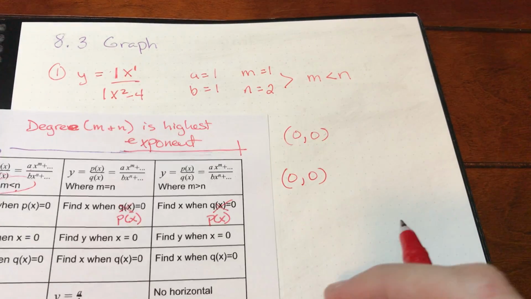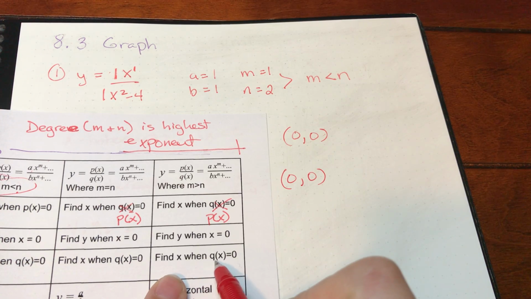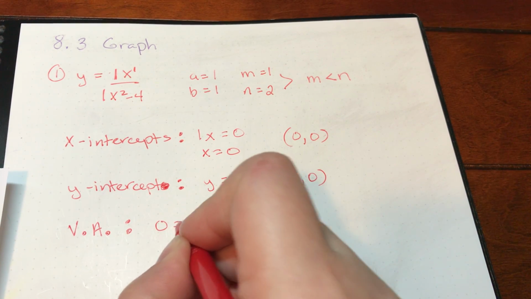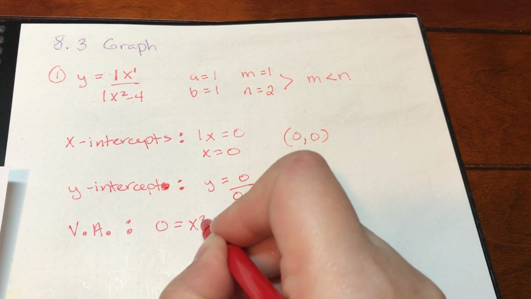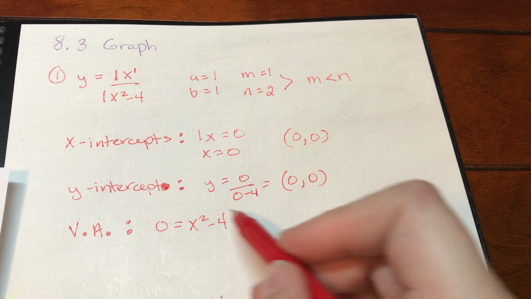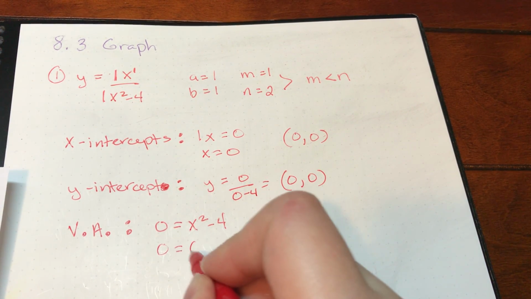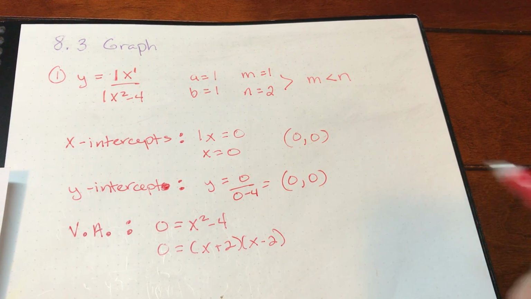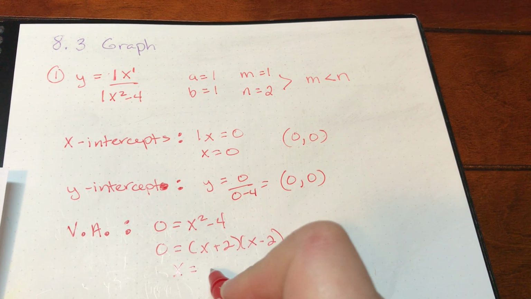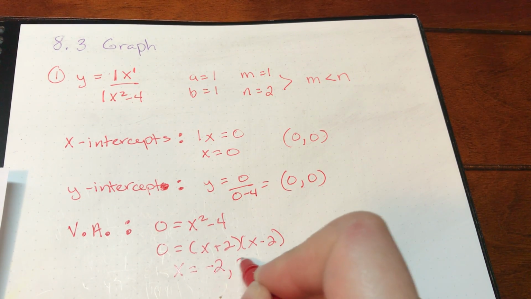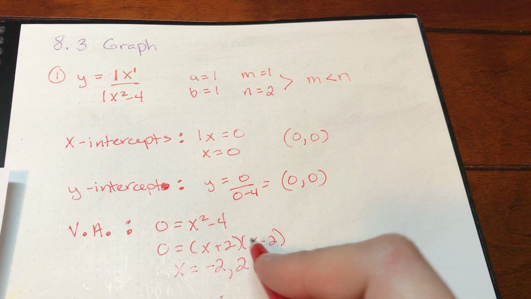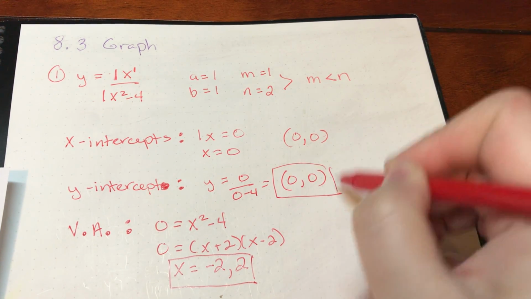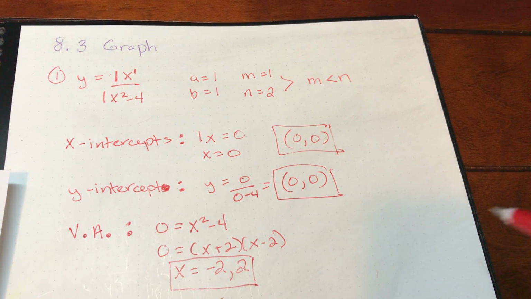Then I'm going to find my vertical asymptote. To do this, it says that I find x when q of x equals 0. That's my denominator. So I'm going to say 0 equals x squared minus 4. Then I'm going to factor that: 0 equals (x plus 2)(x minus 2). So x equals negative 2 or positive 2. So I have two vertical asymptotes at negative 2 and positive 2. There's my information so far.